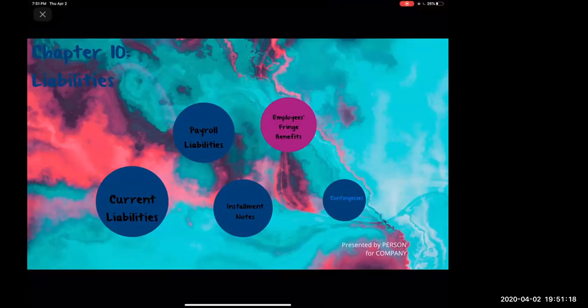Hi, everyone. So here we are doing chapter 10, and this one is all about liabilities. As you see from the screen, we will be covering current liabilities, payroll liabilities, installment notes, employees, fringe benefits, and contingencies. If you don't know what the last few were, no worries. We will dive into that and figure it out together, okay? All right, so with that, let's go to the next slide.